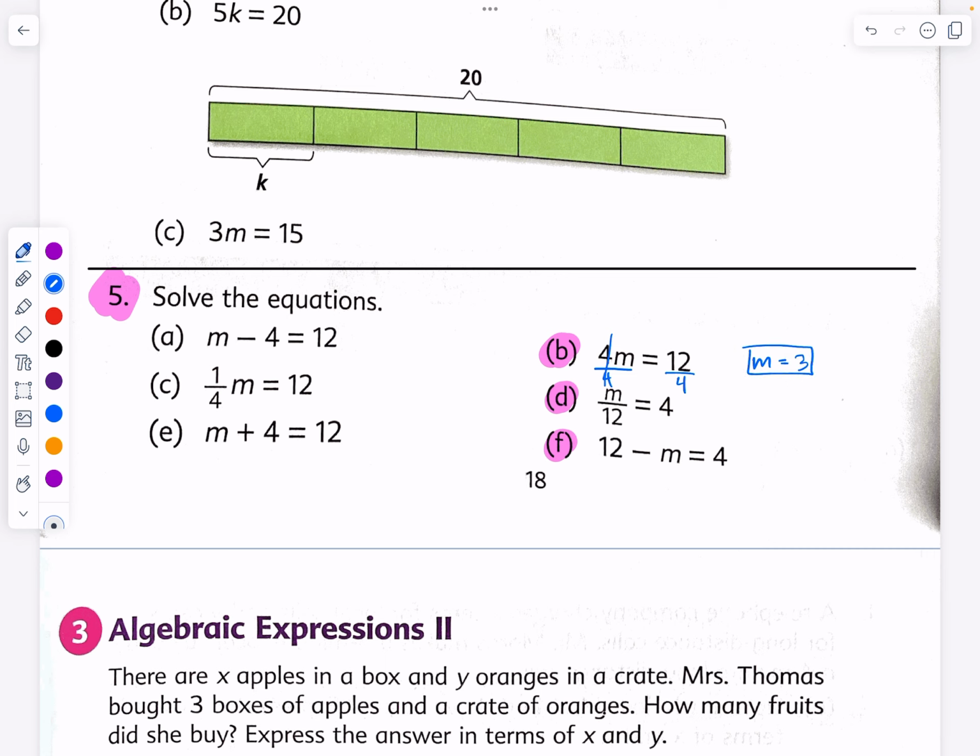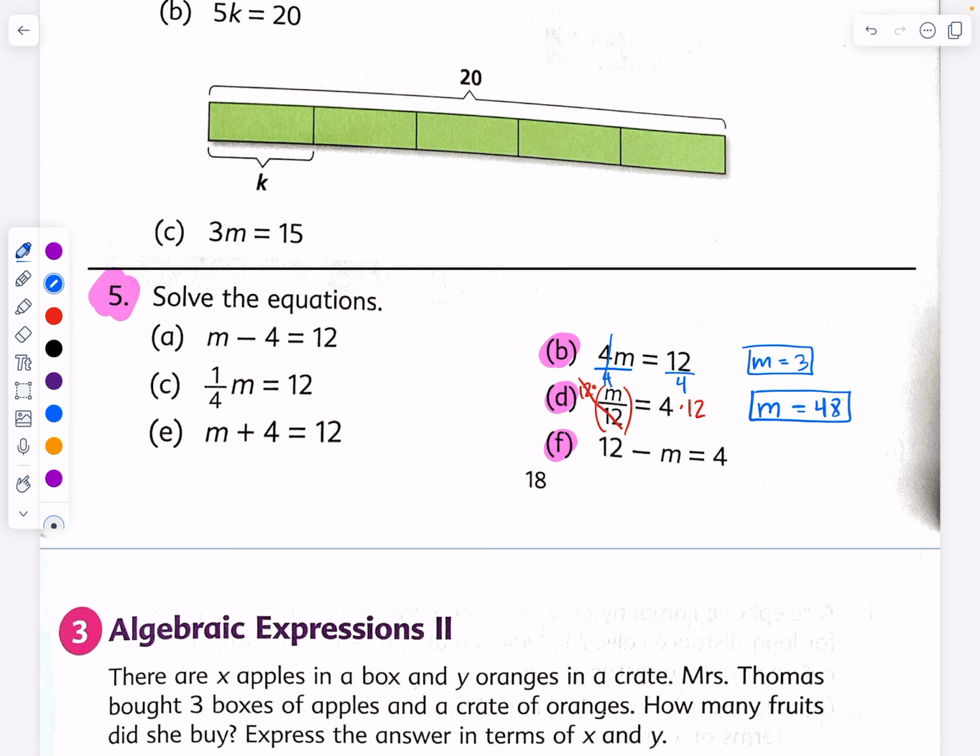m divided by 12 equals 4. How do we make m stand by itself? We must use the opposite operation: times 12 on the left, times 12 on the right. So on the left-hand side, 12 and 12 will cancel each other out, and we will have m standing by itself. On the right-hand side, 4 times 12 is 48. Let's check if our answer makes sense. Is 48 divided by 12 equal to 4? Yes, 48 divided by 12 is 4.